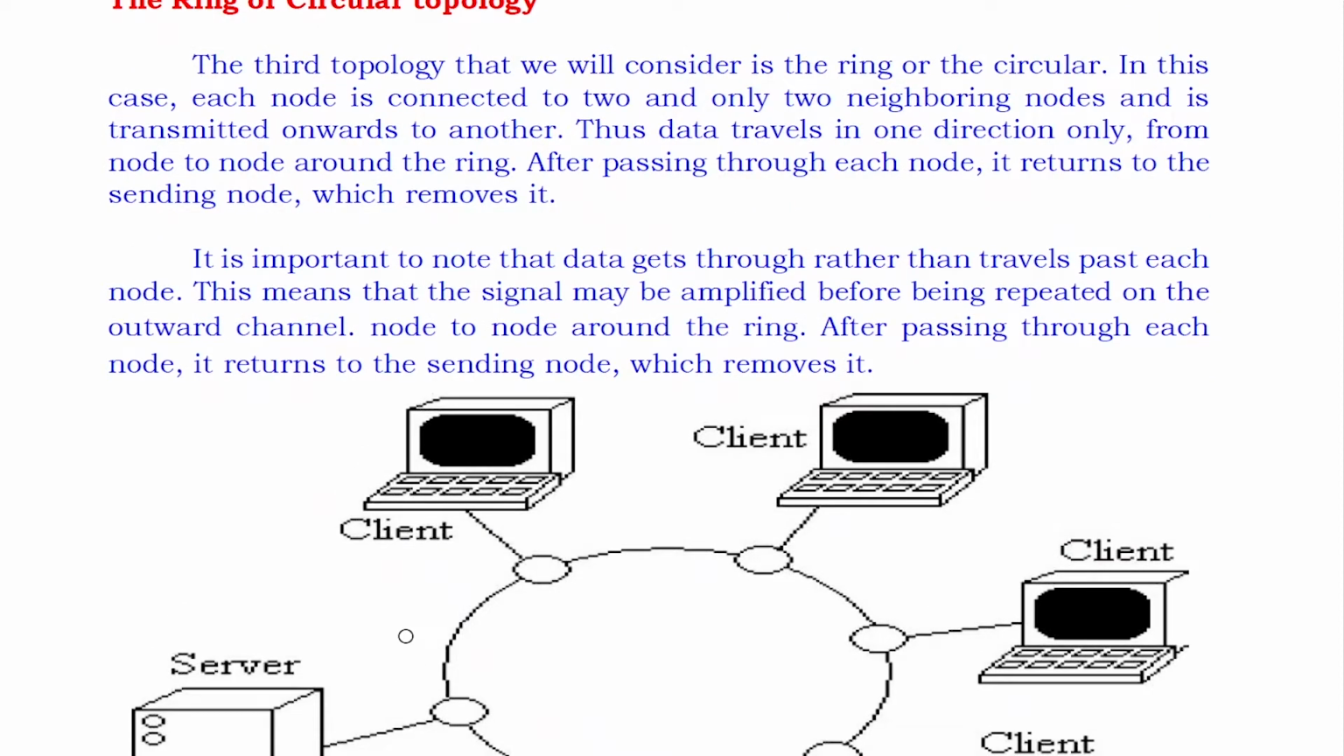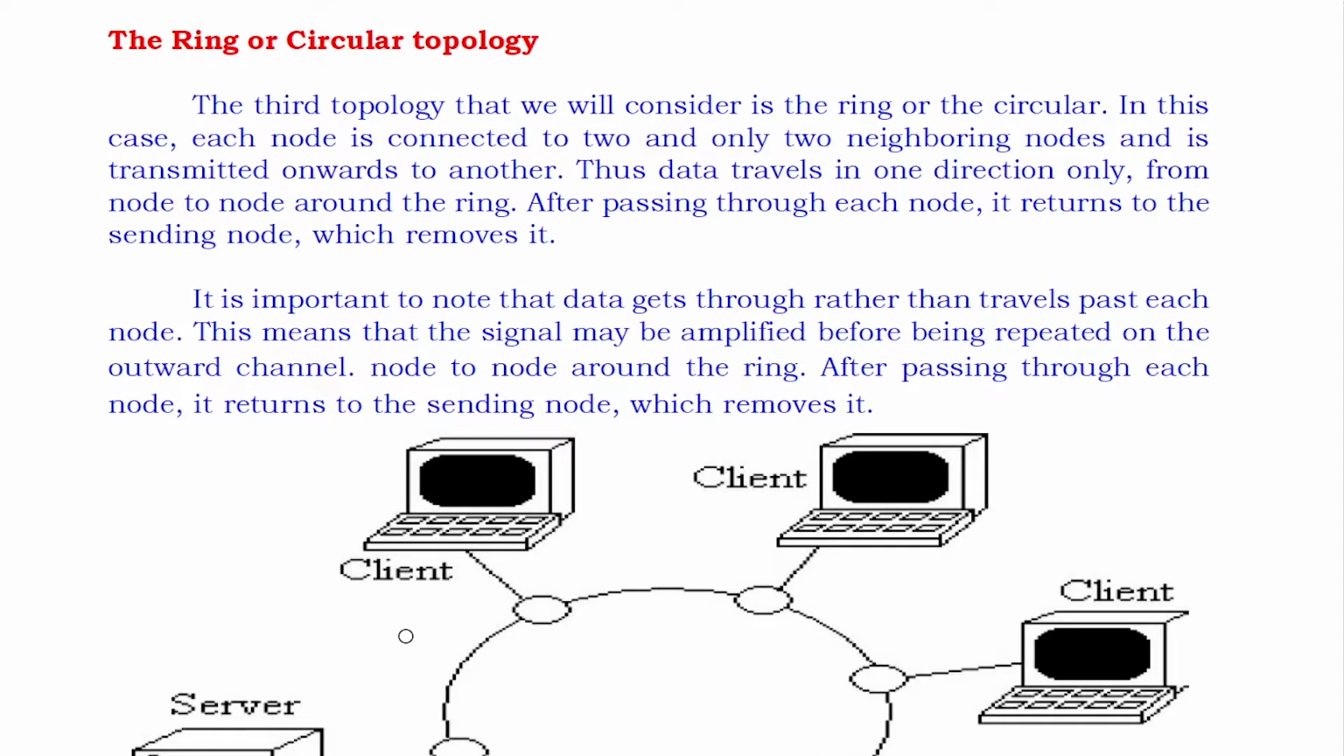The next one is the ring or circular topology. This is another topology that we will consider, the ring or circular. In this case, each node is connected to only two neighboring nodes and data is transmitted onwards to another. Thus, data travels in one direction only, from node to node around the ring. After passing through each node, it returns to the sending node, which removes it. So it is very simple.